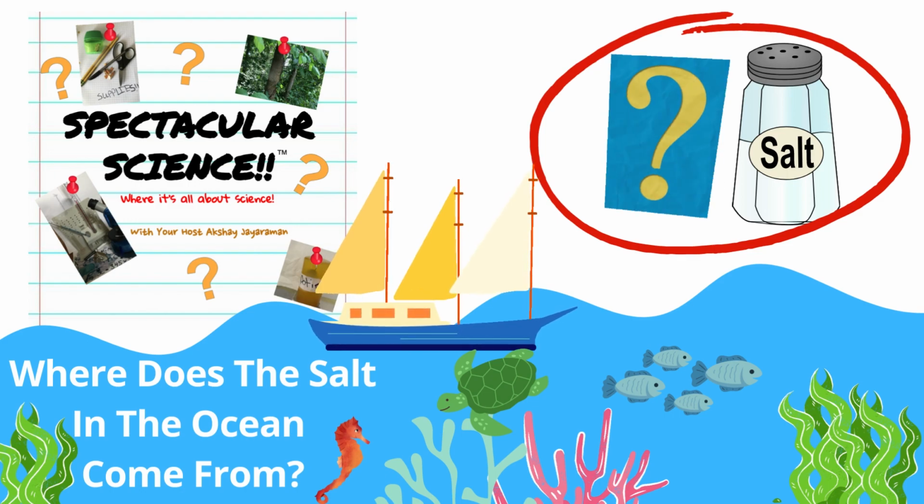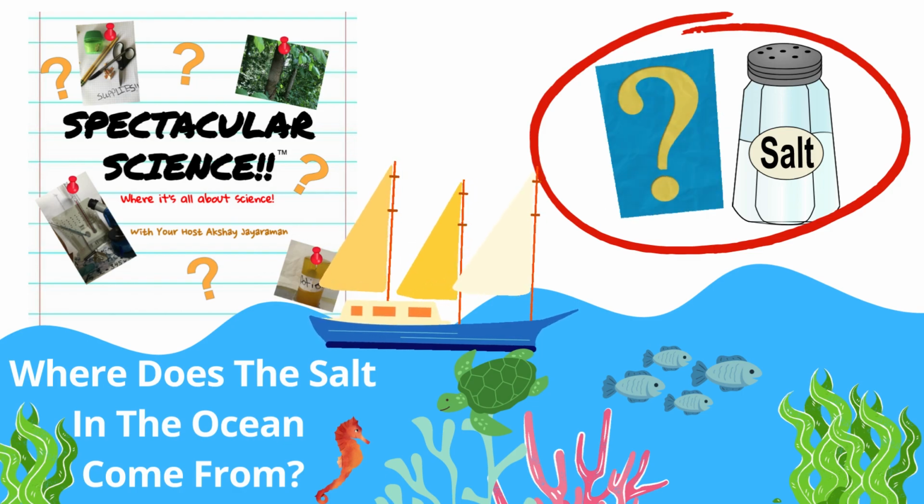The salinity of the water isn't the same everywhere. In warmer tropical areas, more evaporation occurs, so the water is saltier. But towards the north and south poles, the seawater is diluted by melting ice, so the water is not as salty. This is all a natural balance.